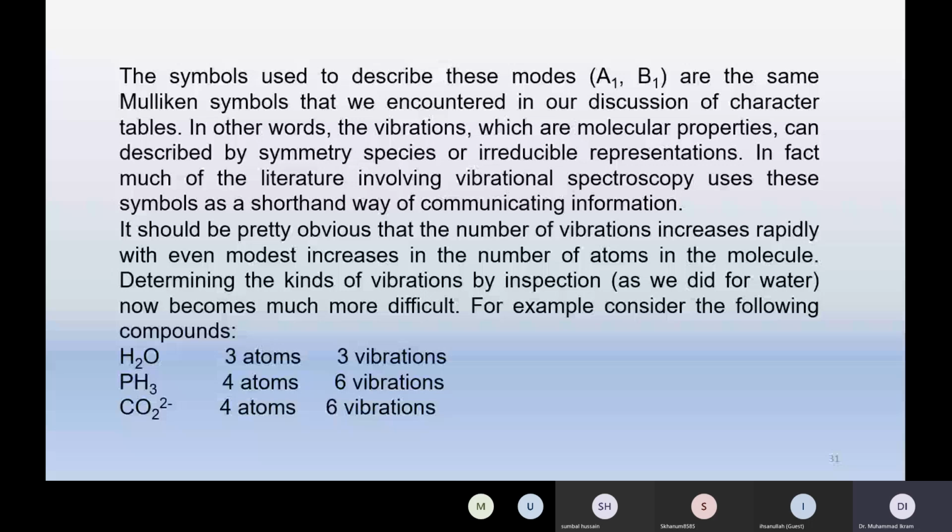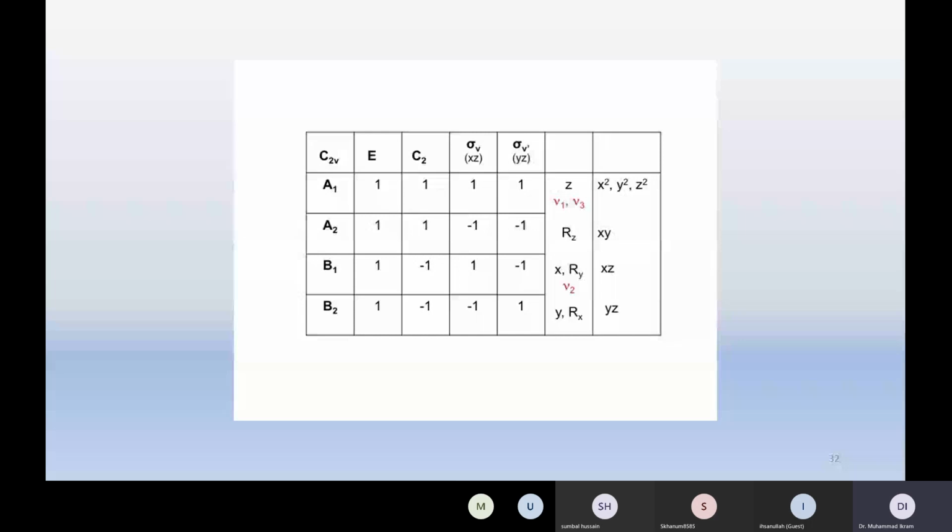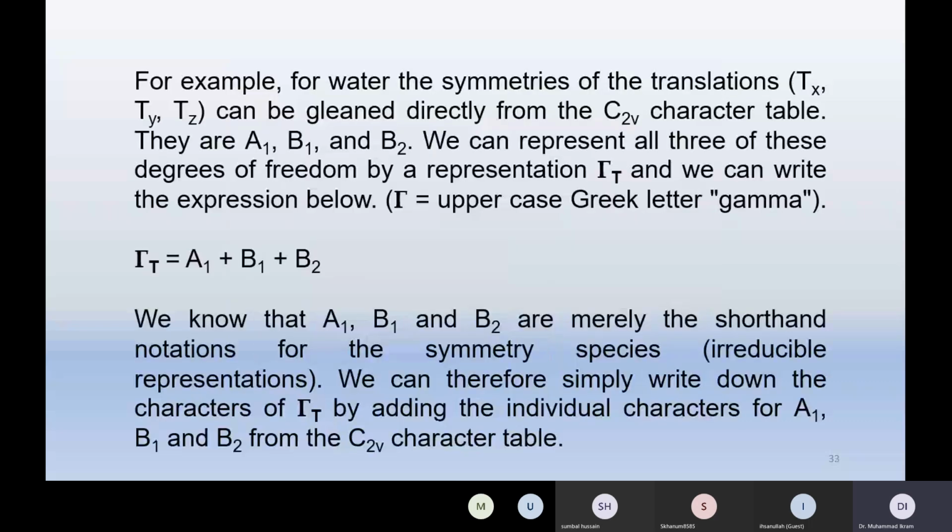Okay, so what we have assigned in the character table: mu1 and mu3 are assigned to A1 and mu2 is assigned to B1. So instead of mu1 and mu3 you can also write A1, and instead of mu2 you can write B1. For example, for water, the symmetries of translation Tx, Ty, Tz can be gleaned directly from the C2V character table. They are A1, B1 and B2.